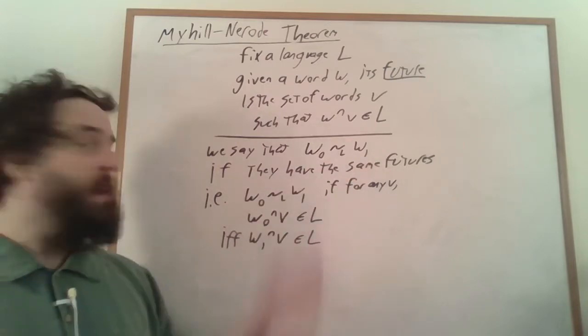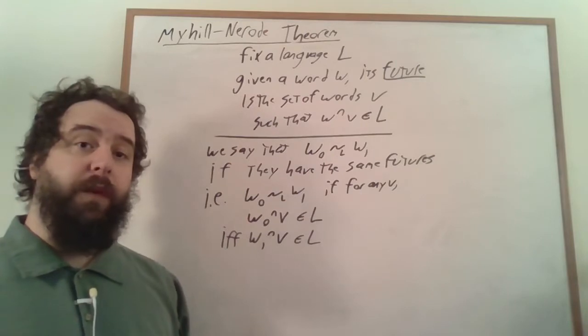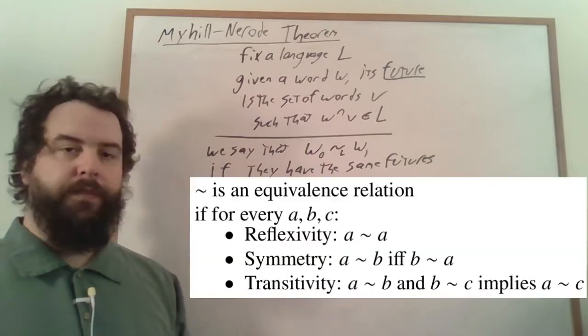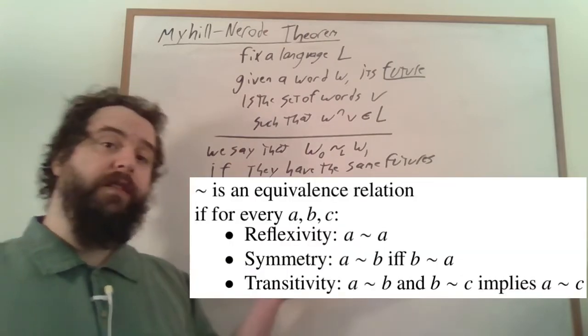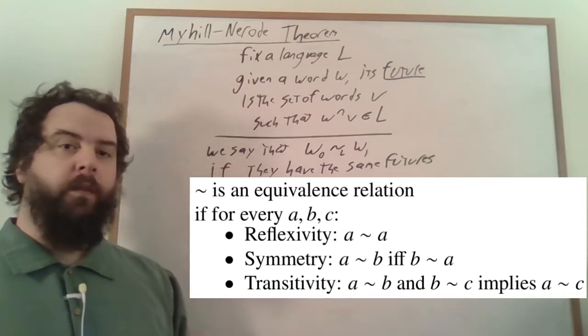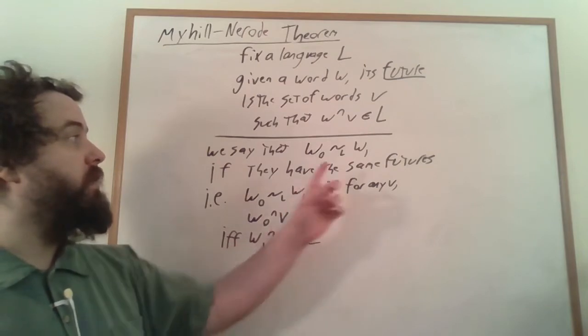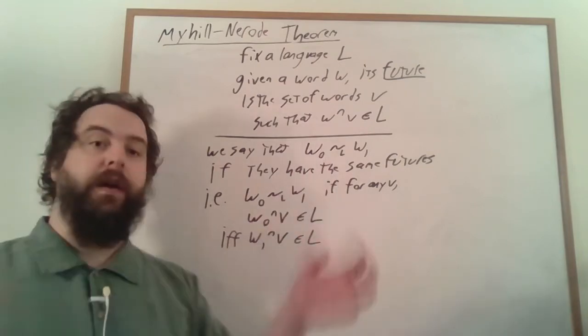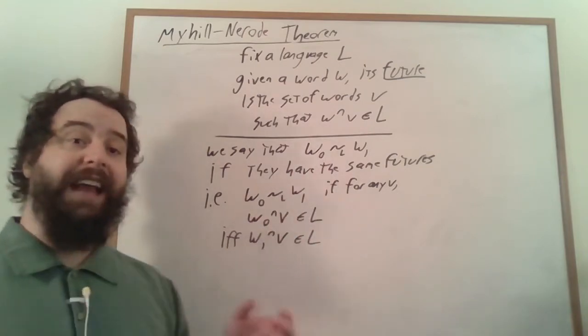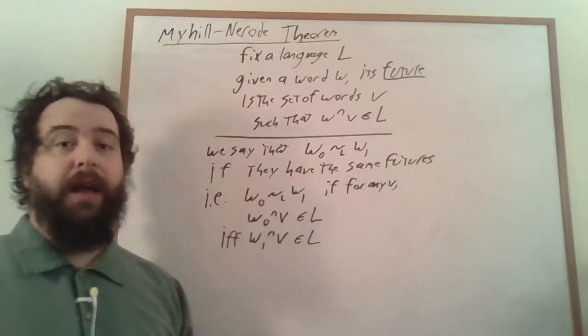This here is a binary relation similar to a binary operation, but instead of outputting another word, it's just going to output true or false. And in particular, this relation here is going to be what we call an equivalence relation. Equivalence relations are required to satisfy these properties. What this means is that we actually have two bits of structure on the set of words. We have both the monoid structure of concatenation, and we also have this Myhill-Nerode equivalence.